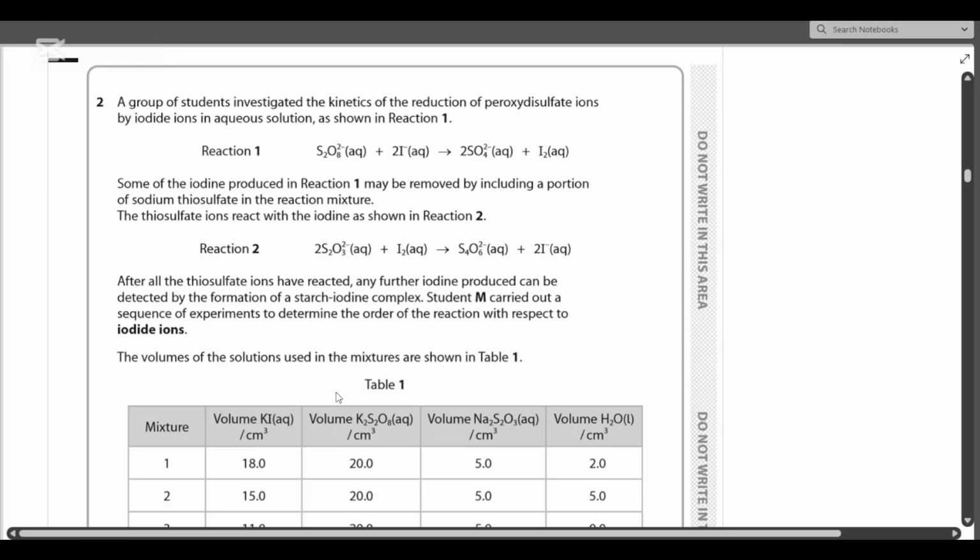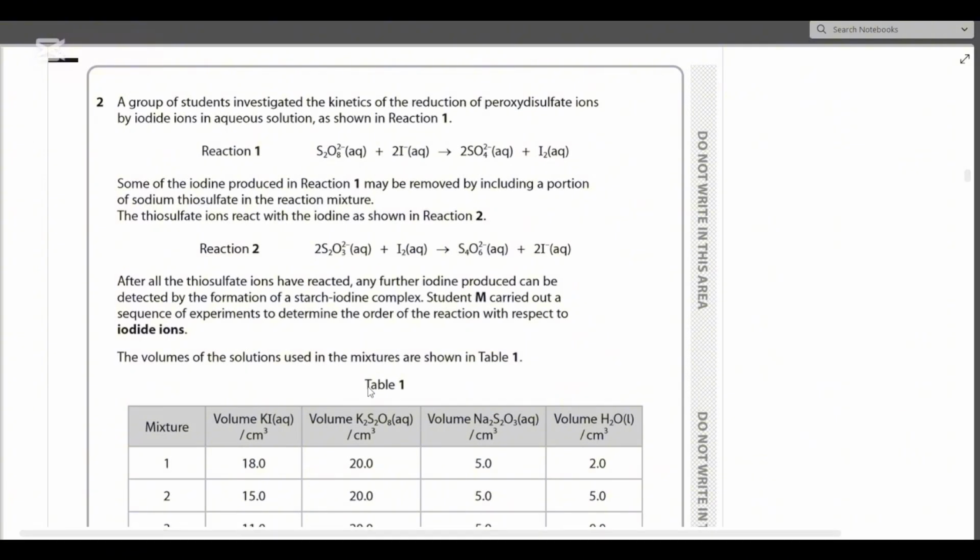Moving on to number 2, we can see in question number 2, a group of students investigated the kinetics of the reaction of peroxodisulfate ions. Some of the iodine produced in reaction 1 may be removed by including a portion of sodium thiosulfate in the reaction mixture. Now the thiosulfate ions react with the iodine, as shown in reaction 2. After all the thiosulfate ions have reacted, any further iodine produced can be detected by the formation of a starch iodine complex.